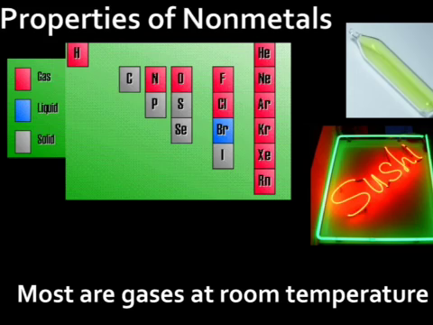A second property of nonmetals is that they are mostly gases. Remember, metals were mostly solids, while nonmetals are mostly gases. So we can see here the red color indicates the gases, and you can see most of them are gases. The exceptions are carbon, phosphorus, sulfur, selenium, and iodine, which are solids, and then one of the only liquid elements at room temperature is bromine, which is a nonmetal.